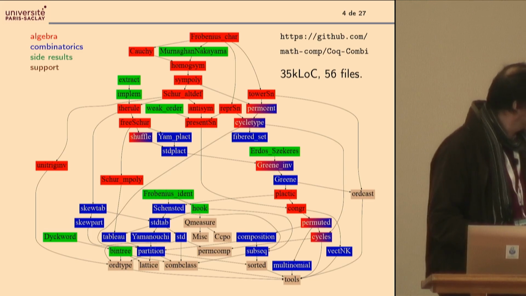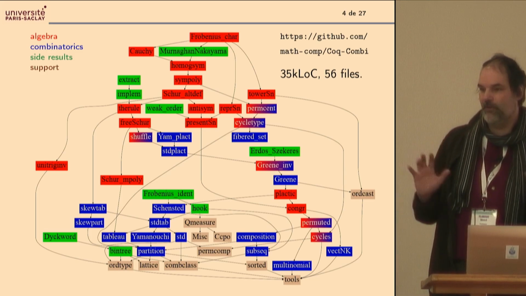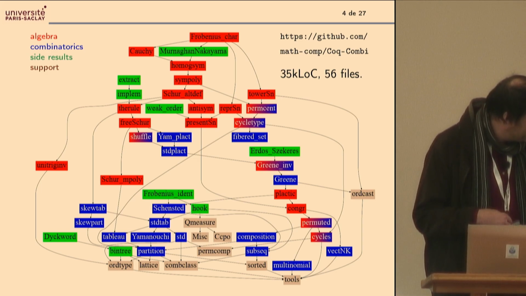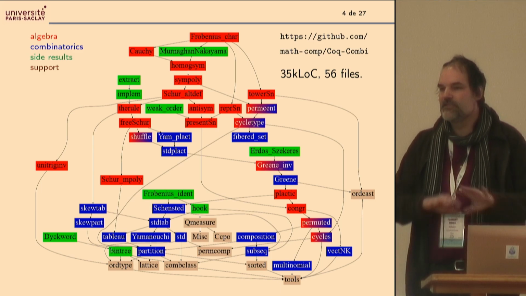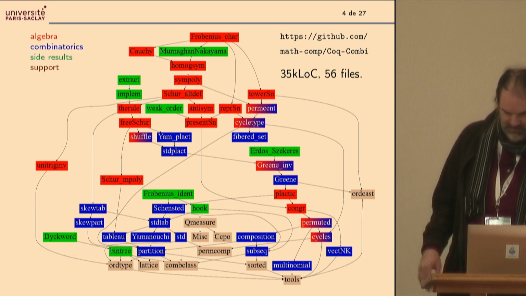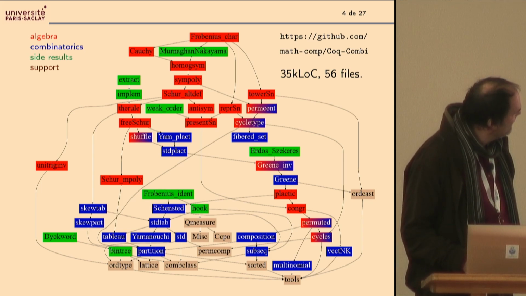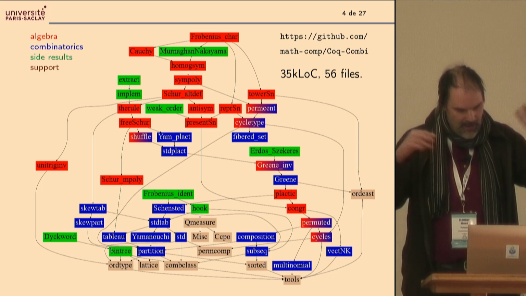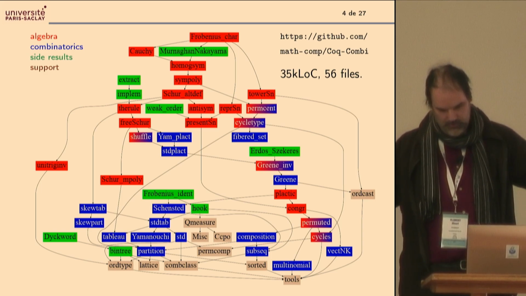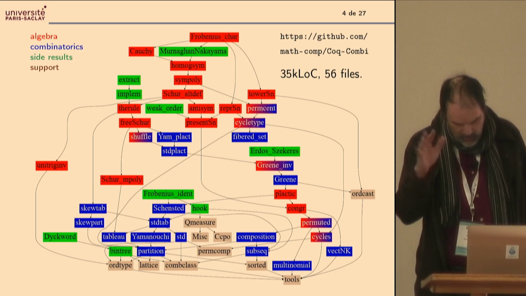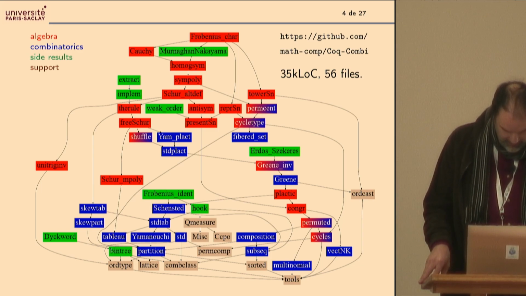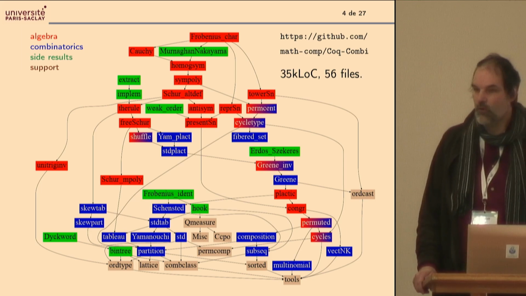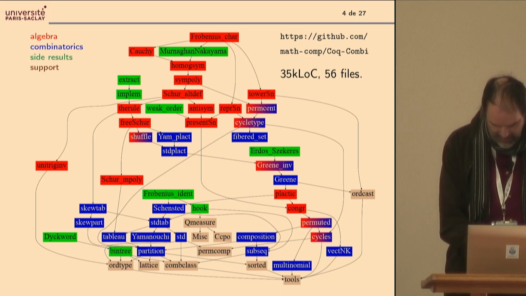And to illustrate that, here is the map of my library. What is at the bottom in brown is just support, let's say infrastructure. Blue is combinatorics. Red is algebra, and there are a few side results which are not related to the Littlewood-Richardson rule, which appear in green. And it's a few thousand lines of code.